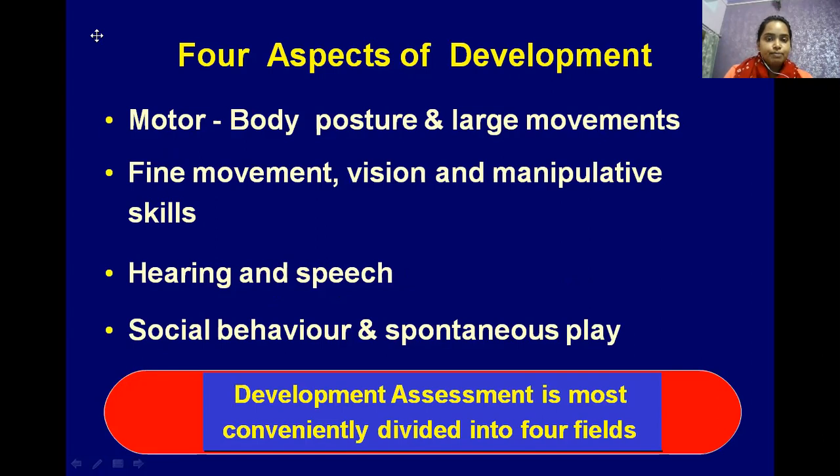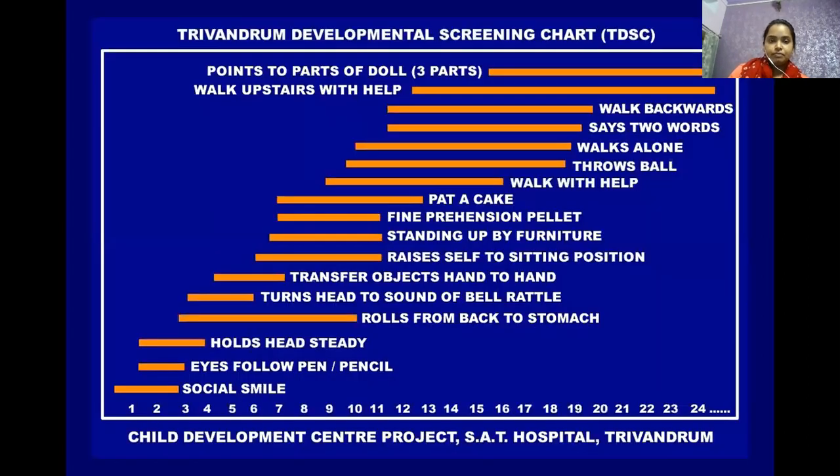Firstly, 4 aspects of development. We can assess development for 4 aspects. First is motor development, second is fine movement, third is hearing and speech, and fourth is social behavior. Motor development covers body posture and large movement, fine movement, vision and manipulative skill. Fourth is social behavior and spontaneous play. So development assessment is most conveniently divided into 4 fields: motor, fine movement, hearing and speech, and social behavior.